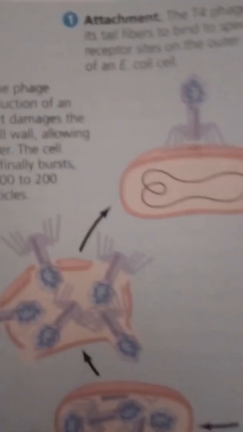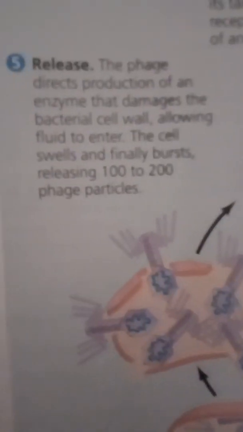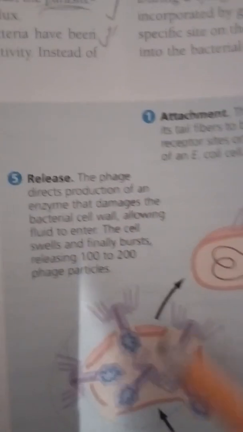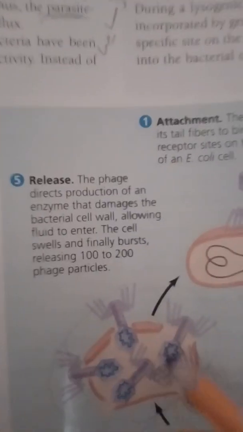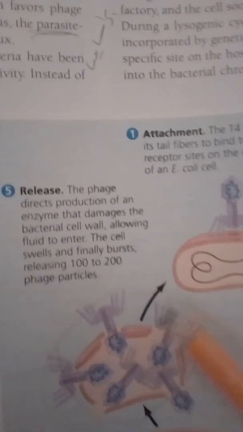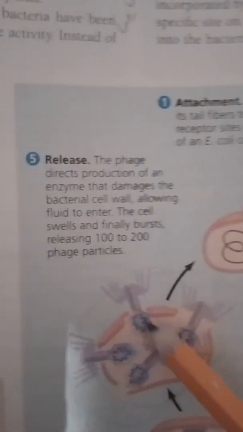Fourth, assembly. Three separate sets of proteins self-assemble to form phage heads, tails, and tail fibers. The phage genome is packaged inside the capsid as the head forms. And the last step, release. The phage directs production of an enzyme that damages the bacterial cell wall, allowing fluid to enter. The cell swells and finally bursts, releasing 100 to 200 phage particles.